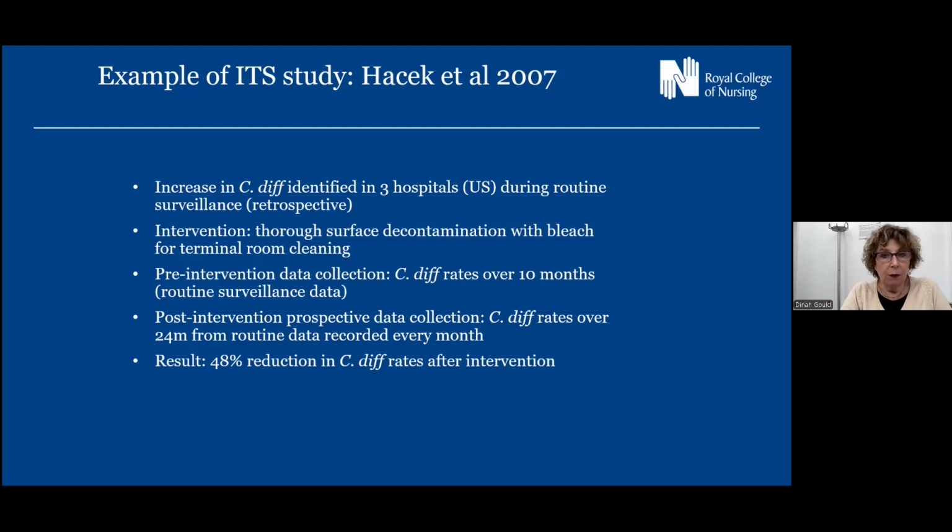What you might remember from the lectures that we had before is that C. diff forms spores, which are extremely difficult to eradicate. They live in the environment for many years, and bleach kills the vegetative bacteria. So they were anticipating there would be a reduction in infections after they introduced bleach for cleaning. After they introduced the bleach, they carried on with routine surveillance, and they looked at C. diff rates over 10 more months, and then 24 more months. And in fact, they got a 48% reduction in C. diff rates after the intervention.